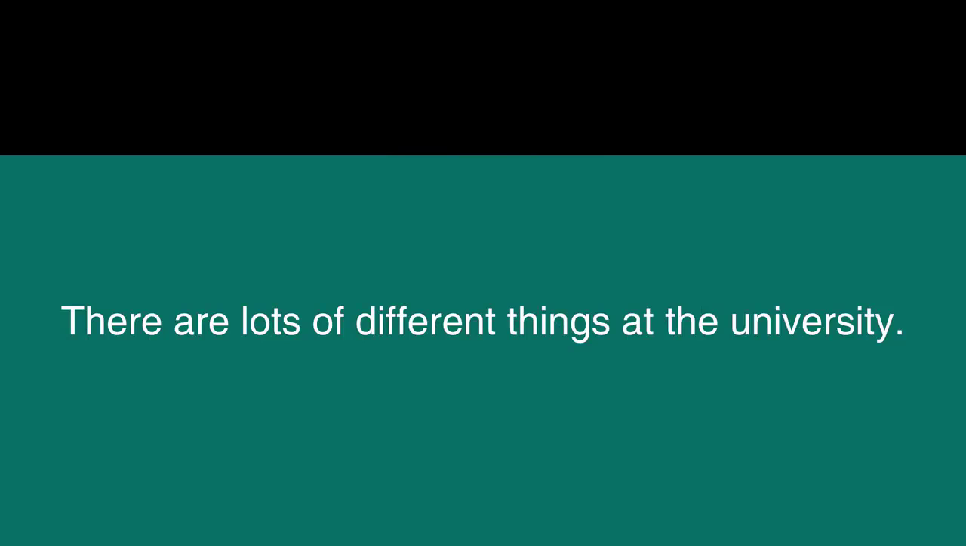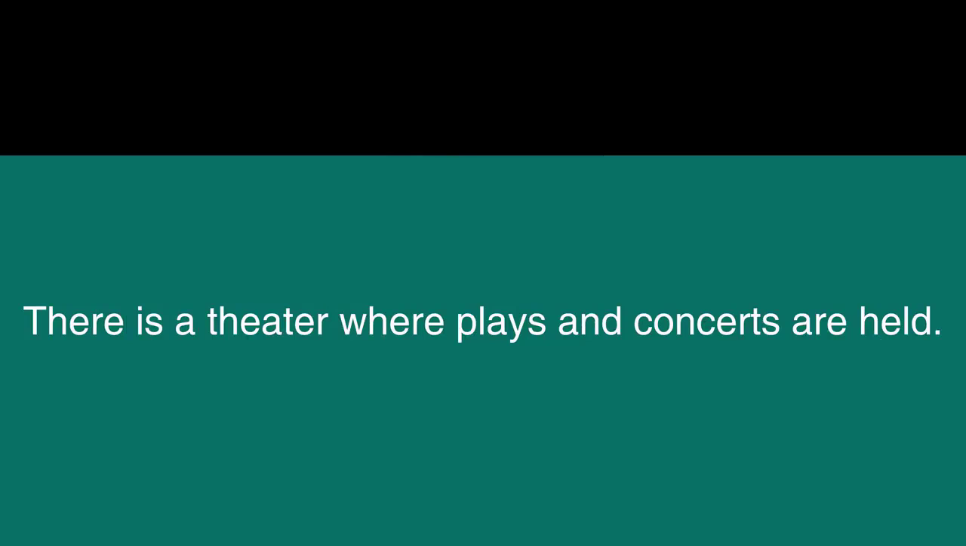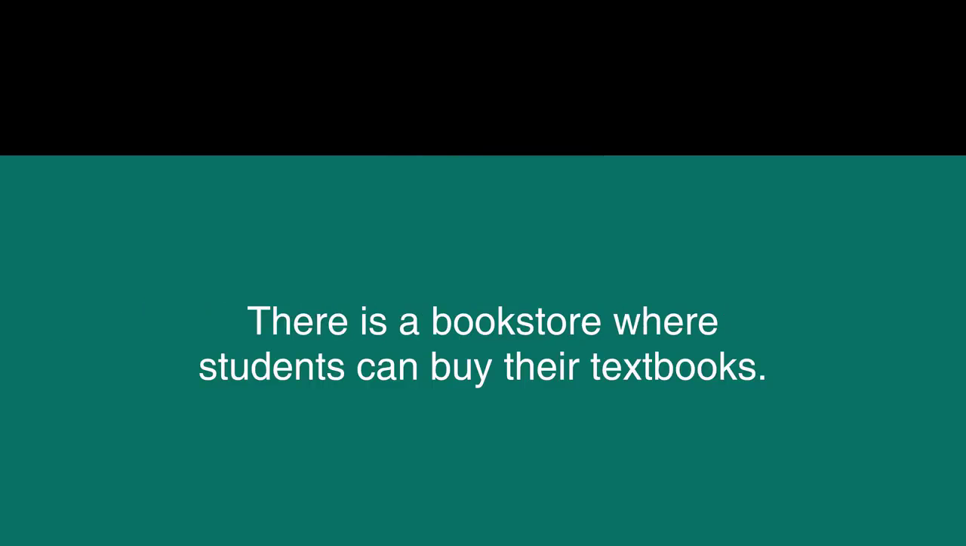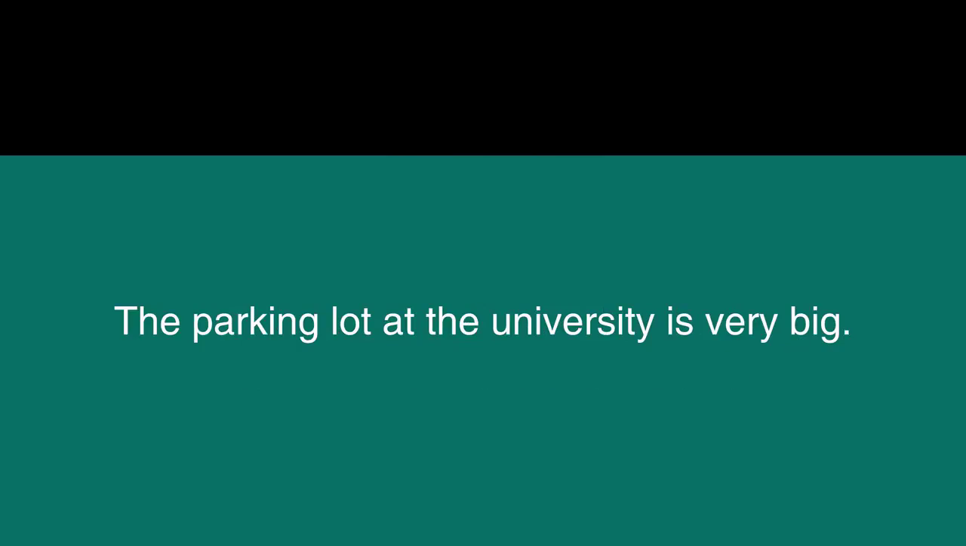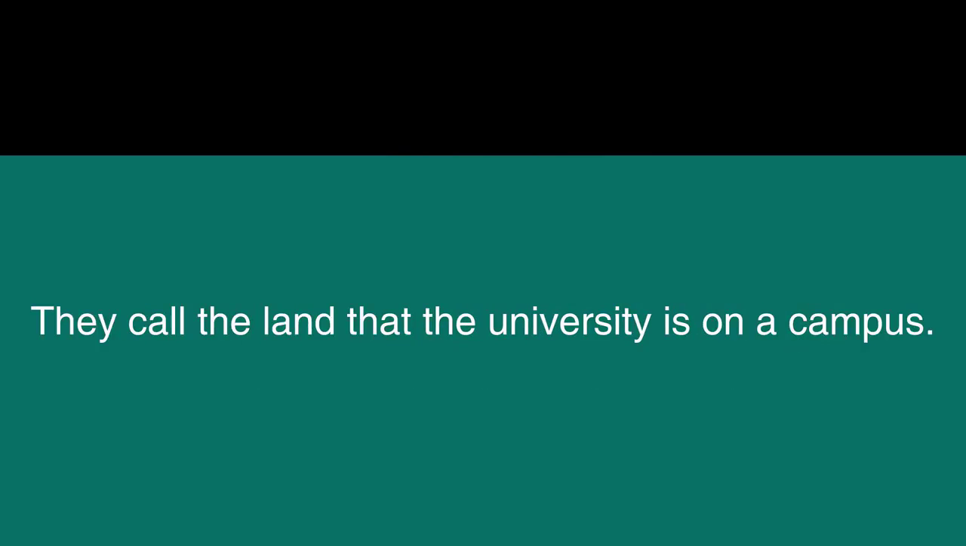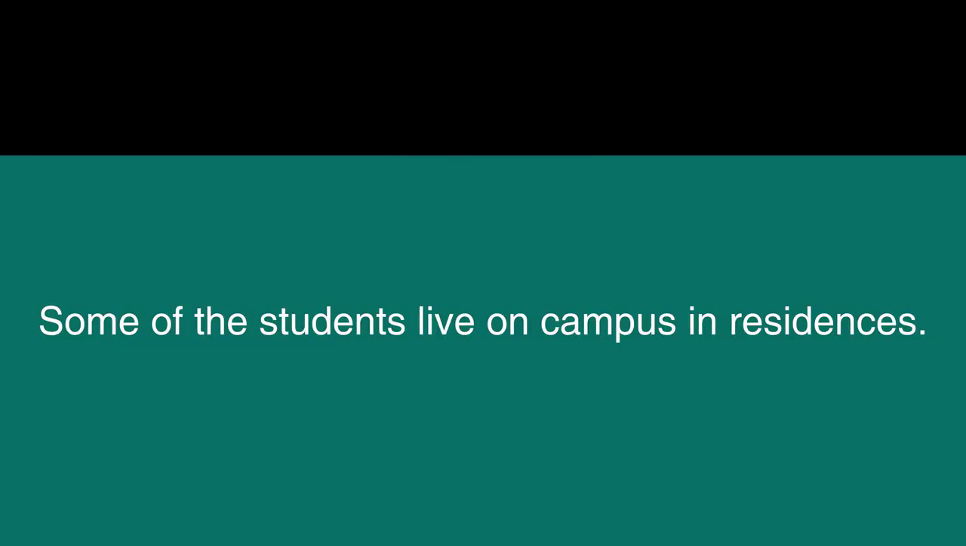There are lots of different things at the university. There is a theater where plays and concerts are held. There is a bookstore where students can buy their textbooks. There is a physical education building that has a swimming pool in it. The parking lot at the university is very big. They call the land that the university is on a campus. Some of the students live on campus in residence.